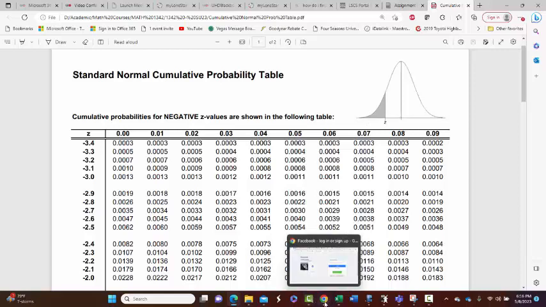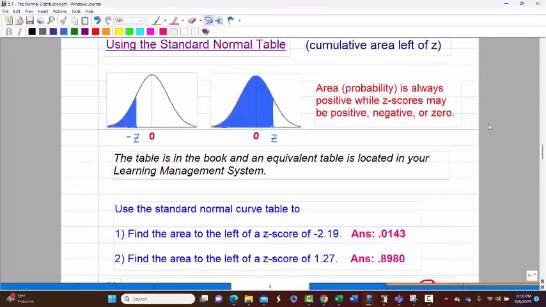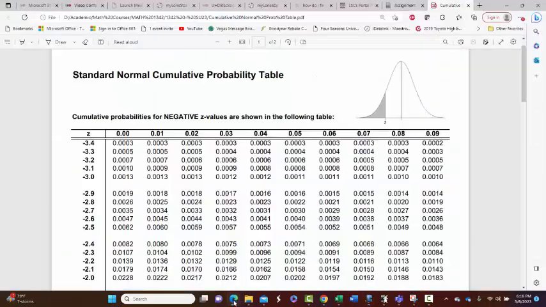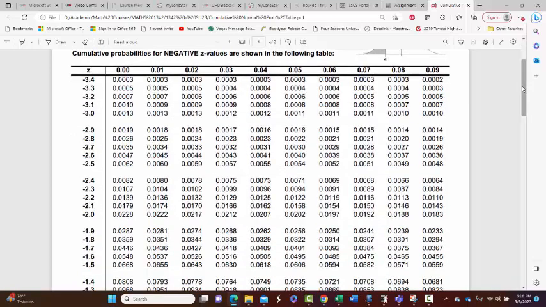Well, let's take a look back at our table. Let's say you want to find the area to the left of a z-score of negative 2.19. What you do is read down this first column, which gives you the first decimal place of the z. This chart is based on the z being 2 decimal places.